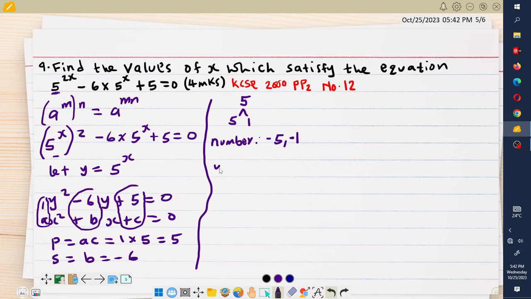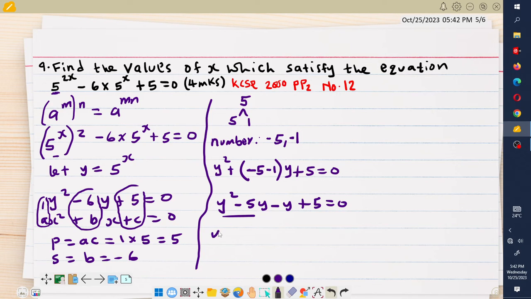So I'm going to have y squared, then plus, where I have the value of b, which is negative 6, I simply substitute with negative 5, then minus 1, then I close the bracket, I simply continue. So I add y, then plus 5 is equal to 0. So if I open this bracket, I'll have y squared minus 5y minus y, then plus 5. This one should be equal to 0. So common factor here is y. So this will be y into y, then of course minus 5.